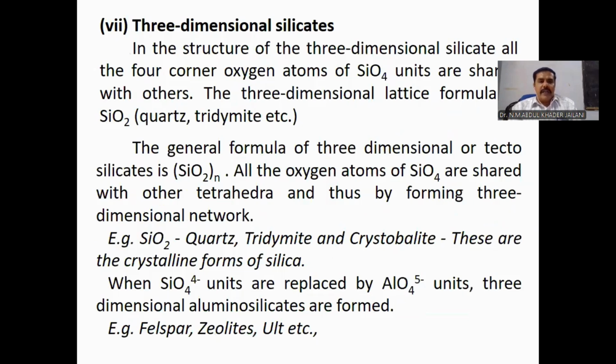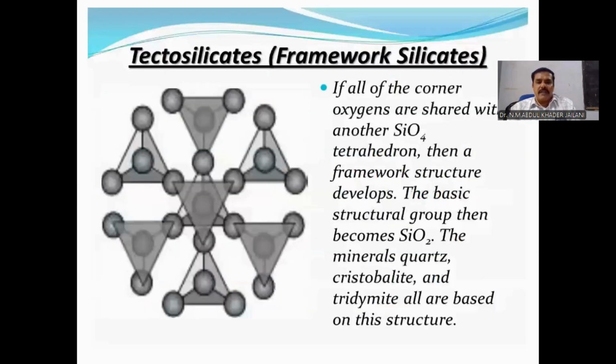The final one is three-dimensional silicate. In the structure of three-dimensional silicate, all four corner oxygen atoms of SiO4 units are shared with others. So the three-dimensional lattice formula is SiO2. The general formula of three-dimensional tectosilicates is (SiO2)n. Quartz is an example of this type of three-dimensional silicate. This is the structure of three-dimensional silicate, also called tectosilicates. Here, the four oxygen atoms of the tetrahedral units are shared with each other.